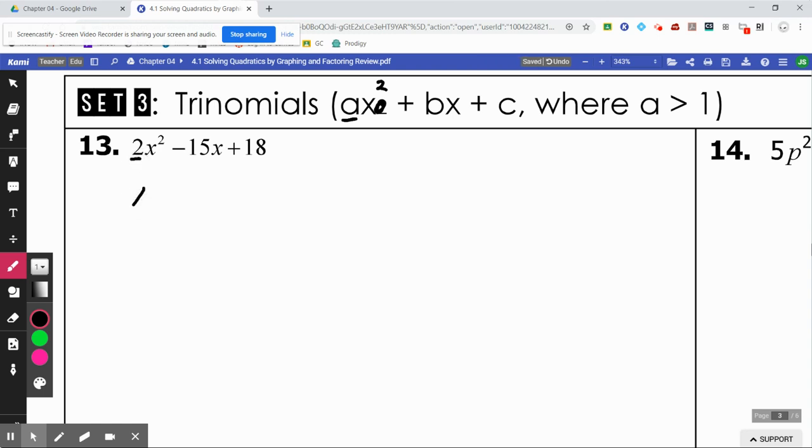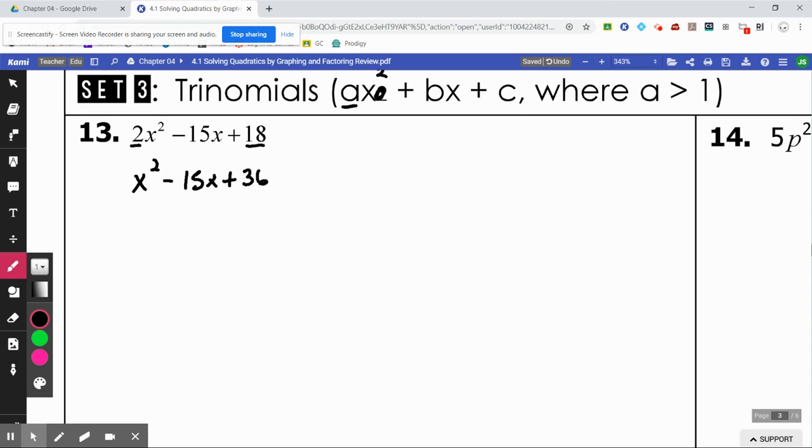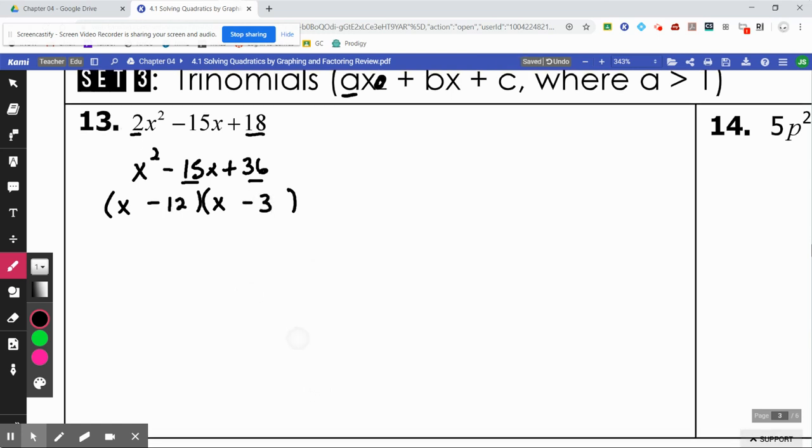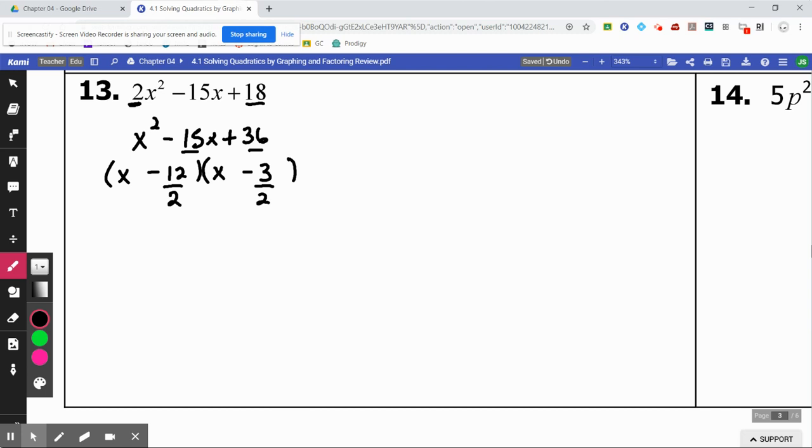Take the number out front, and this is a shortcut, and slip it to the end, and multiply it by that number. Gives you a 36. Factor like normal now. Two sets of parentheses. X times x is x squared. Adds, multiplies would be a negative 12 and a negative 3. Now the number that you slipped, which was a 2, you now take both of these values and you divide by that number. If it's divisible, you divide it.